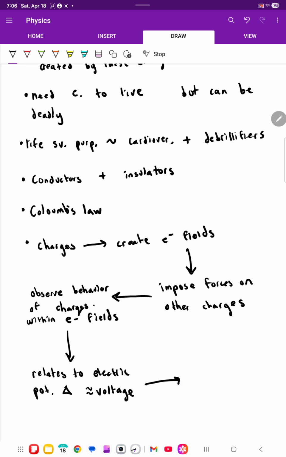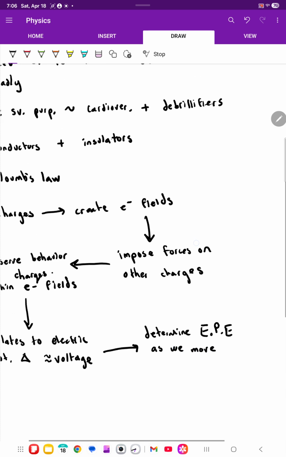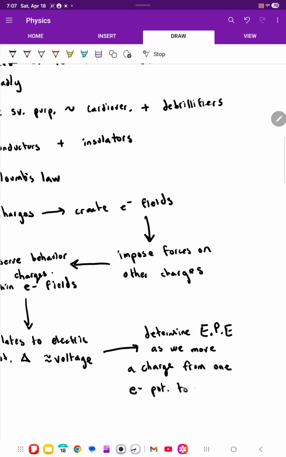We can determine the change in electric potential energy as we move a charge from one electric potential to another.